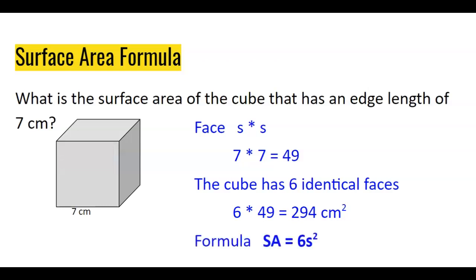The formula that we use for surface area of a cube is SA for surface area equals 6 S squared. S is the edge length or the side, so 6 S squared. Think about our order of operations. Do we do multiplication first or exponents first? That's right, we do the exponents first. So if you have a math notebook at home, you could write that formula down in your notebook.